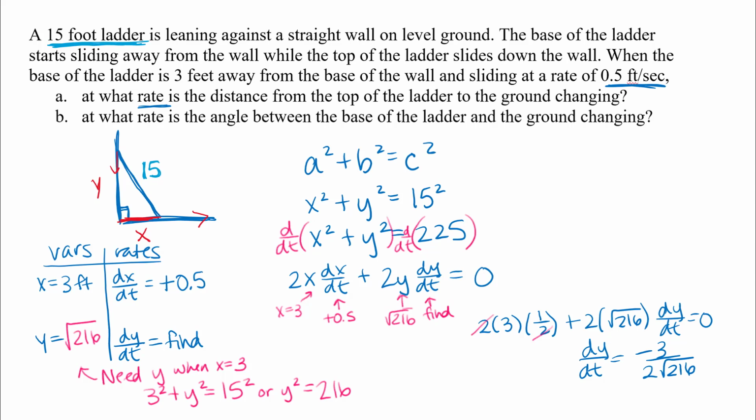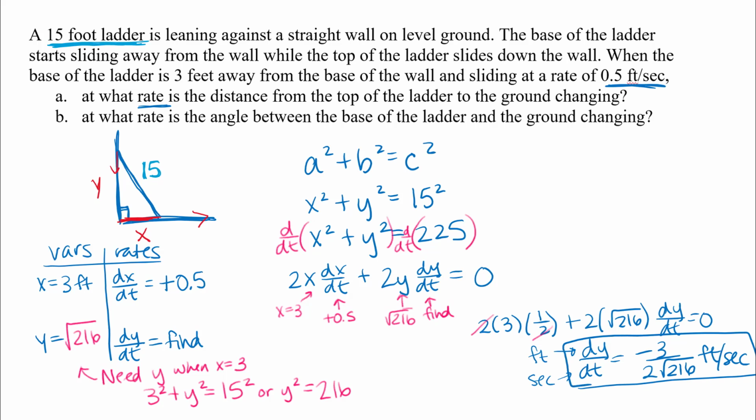As I said, 216 does contain a perfect square, so if you want to rewrite that as 6 square root of 6, you can do a little simplifying here. It's okay to leave it like this, except you should probably label your answers. Y is measured in feet, distance measured in feet. T, the time here, is measured in seconds. So this is negative 3 over 2 times square root of 216 feet per second. Negative tells us that y is decreasing. We should have expected that if we just thought about the problem.